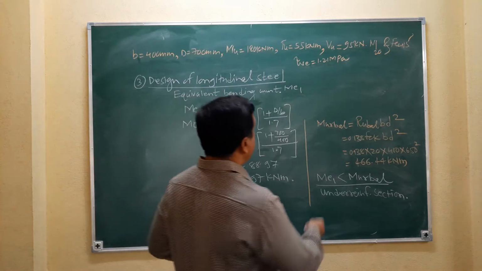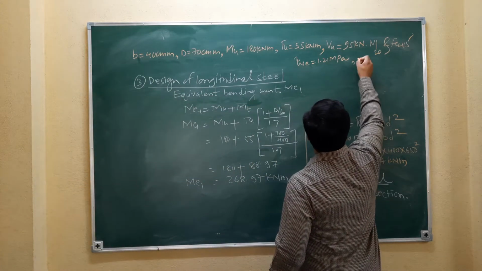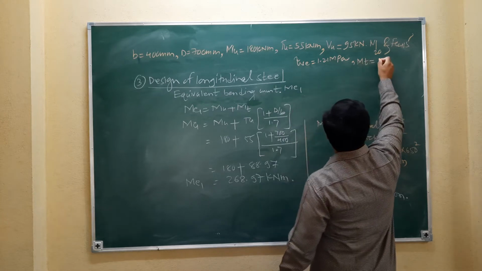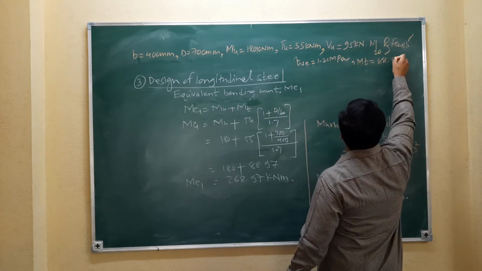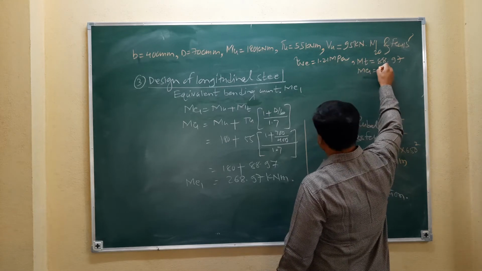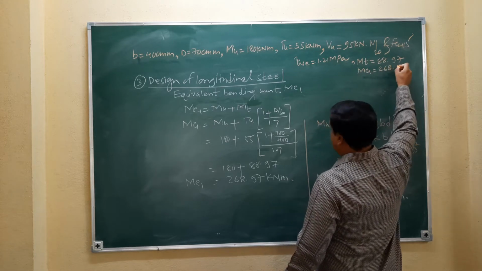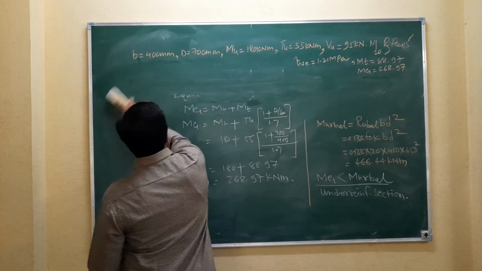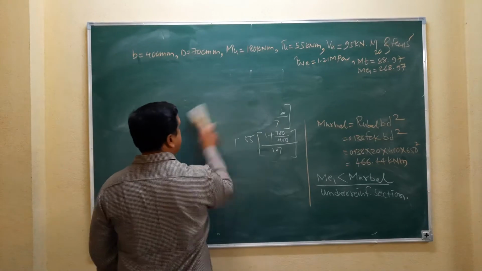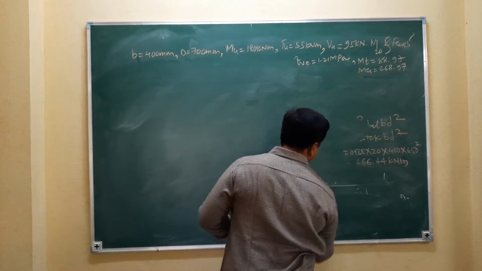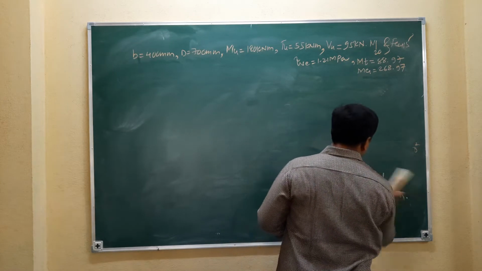So now you need Mt. Mt is 88.97. You need Mu1. Mu1 is 268.97. We require this value for the further calculation. So I write those values on top of the board.